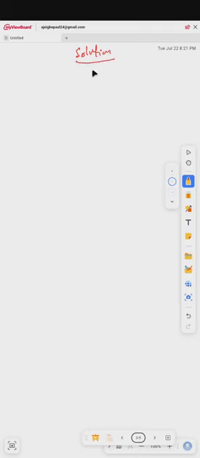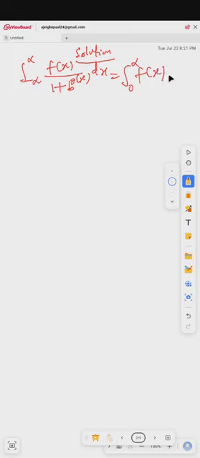Now the first thing is to prove that relation, that is, we want to prove that the integral from negative pi to positive pi of f of x over 1 plus b raised to the power of g of x dx equals the integral from 0 to pi of f of x dx. So that's the first thing we want to do. We want to prove this. Now, proof.